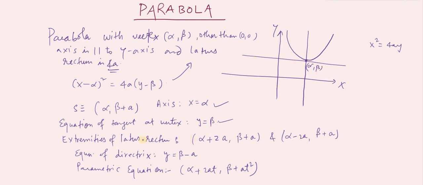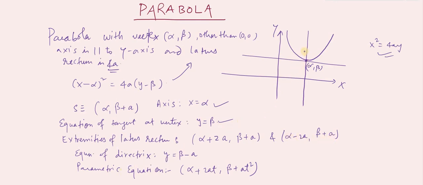Clearly you can see here extremities of latus rectum. Remember that the extremities of latus rectum of x square is equal to 4ay was 2a comma a and minus 2a comma a. So here alpha will be added to x coordinates and beta will be added to y coordinate. So alpha plus 2a comma beta plus a and alpha minus 2a comma beta plus a.